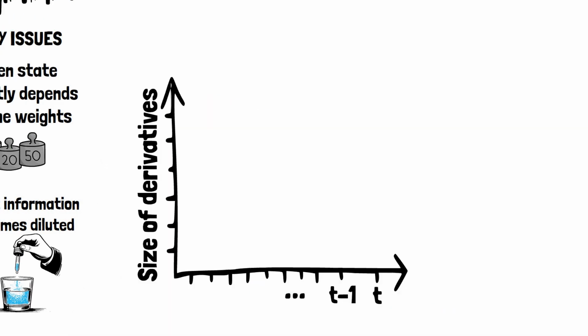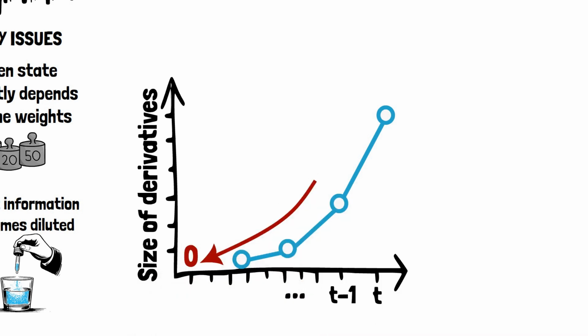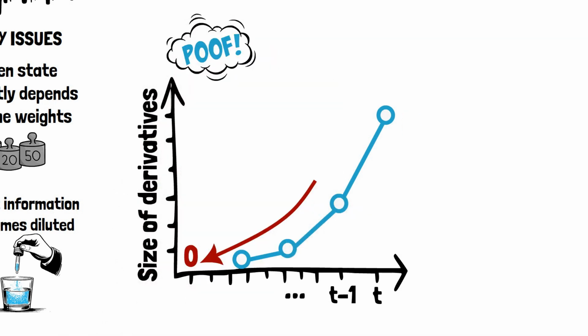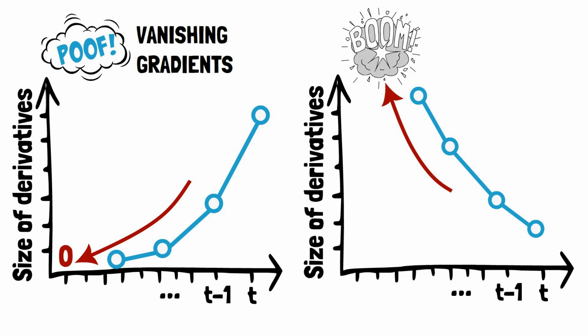When the derivatives of the loss become too small as they propagate back through layers and time, the weight updates during training become negligible and are said to vanish. This means that certain parts of the network might not learn effectively or might not learn at all. On the other hand, when these derivatives become too large, they can cause the model's weights to update in such a way that they overshoot the optimal values. This can lead to erratic and divergent behavior during training. And these are called exploding gradients.